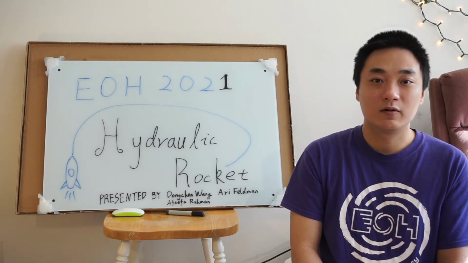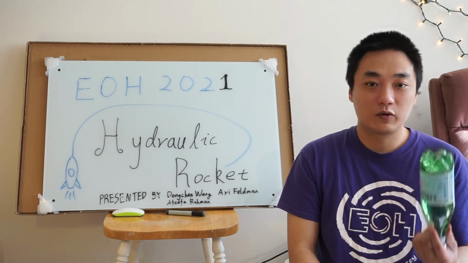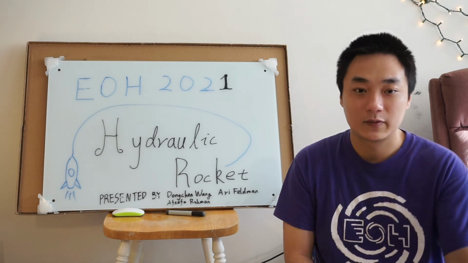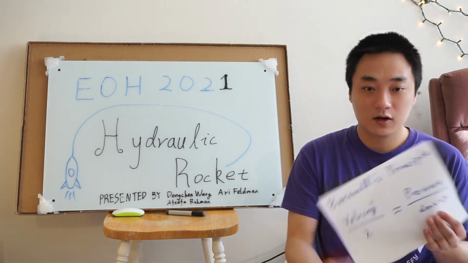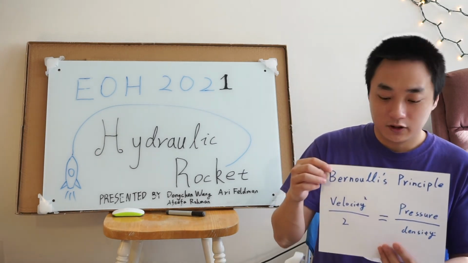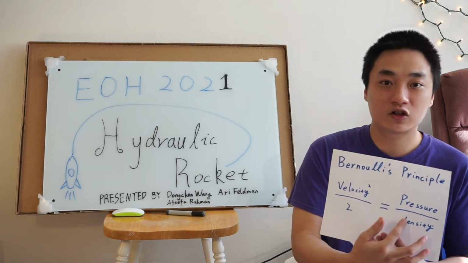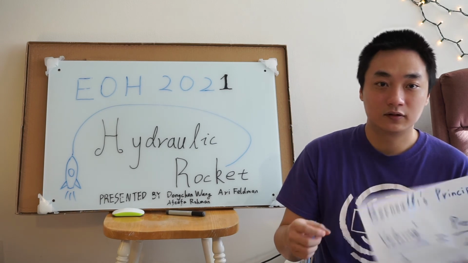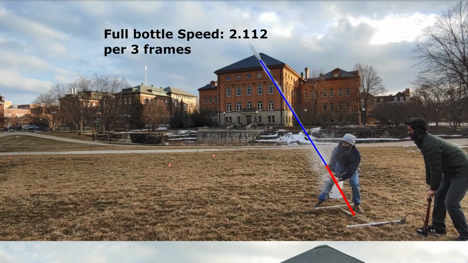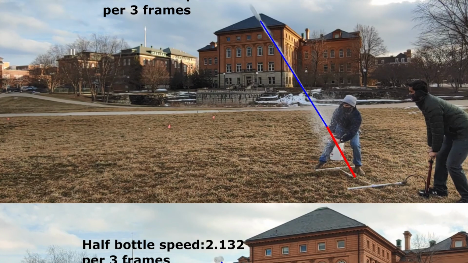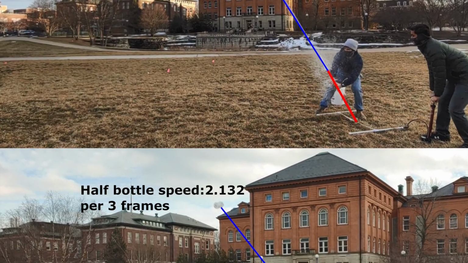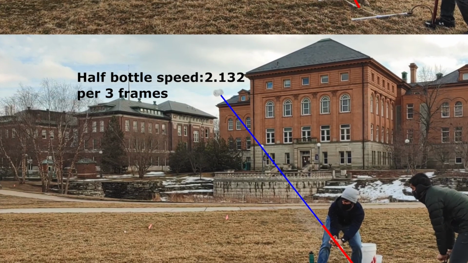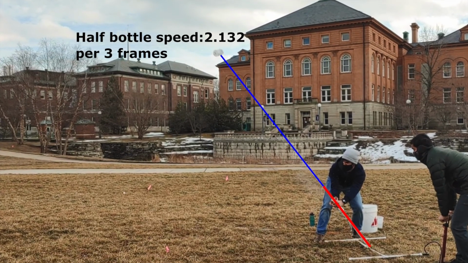Some people will think the rocket with more water will fly faster. But according to our Bernoulli's principle, if we have the same amount of pressure, it will have the same amount of velocity. So I will say that two rockets with the same pressure, different amount of water, will fly at exactly the same velocity. Thank you.